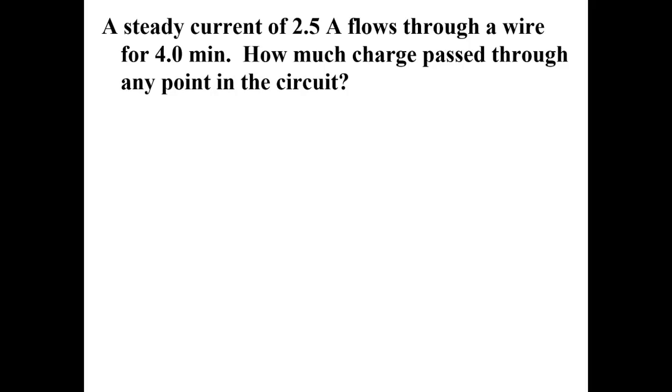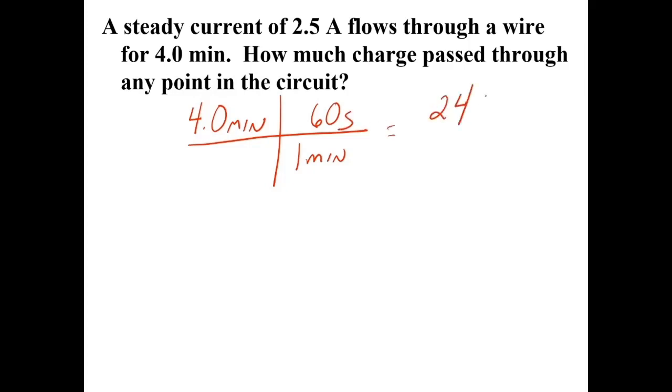Well, let's see what we know. And 2.5 amps is a pretty big current. You don't usually have that flowing through a cell phone. That's a pretty strong current. So we have those 4 minutes. Just like everything in physics, MKS, meter kilogram second, we've got to convert the 4 minutes into seconds. So that's what I'm showing there. 4 minutes times 60 seconds is 240 seconds.